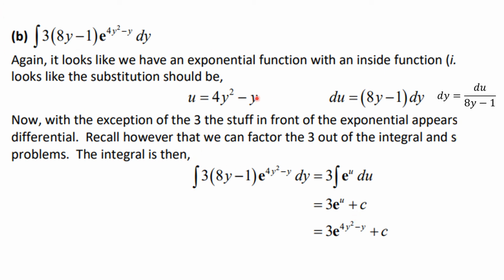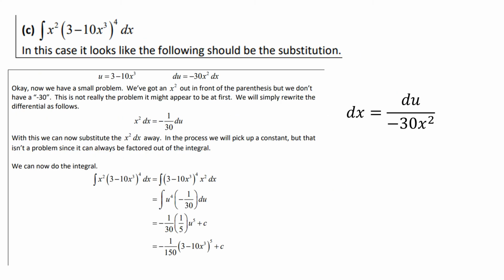This problem, it makes sense to consider u = 4y² − 1. That means that du = (8y − 1) dy, or dy = du/(8y − 1). And you see, when I substitute that for dy, this 8y − 1 will cancel. Magic happens, and the 3 can be pulled through the integral, and I'm left with 3 times the integral of e^u du, and it's this, and I reverse my substitution, and that's the answer to the problem.